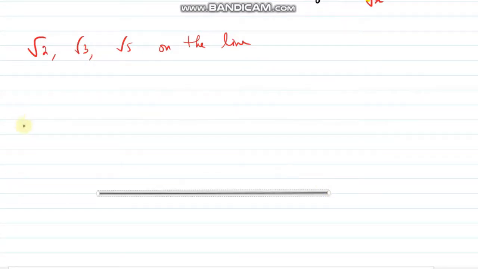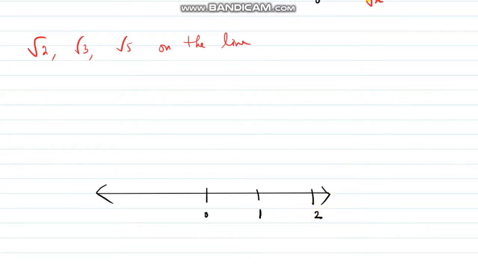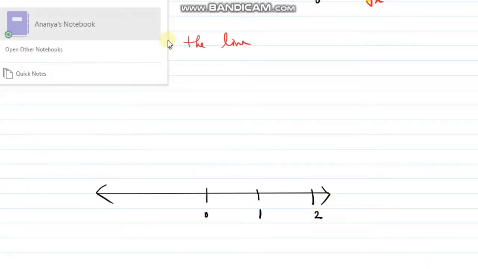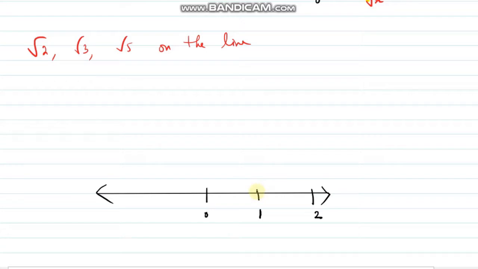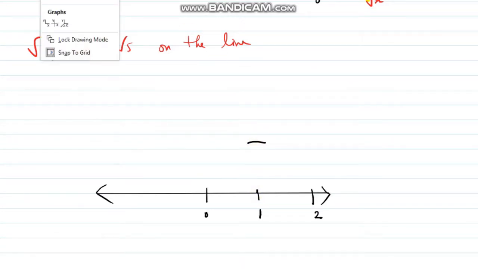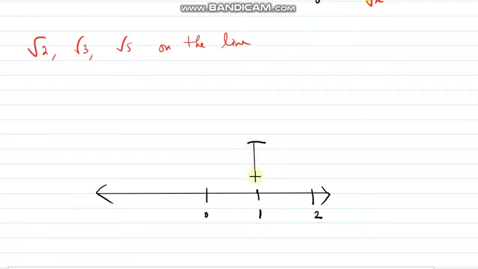Suppose I have to plot root 2, root 3, root 5 on the number line, that's very easy. This is the number line, that is the x-axis. This is my 0, this is my 1, and this is my 2. Further, if I proceed, I will draw a line of length 1 unit over here.